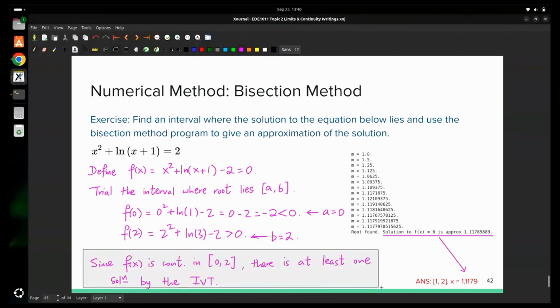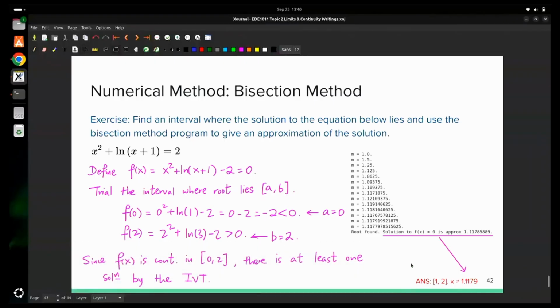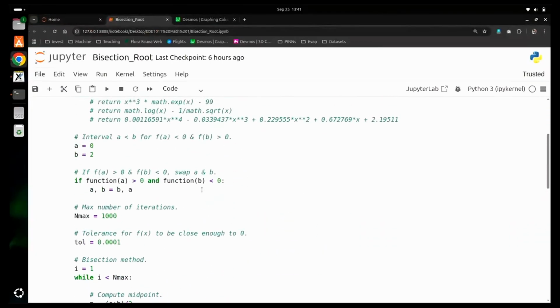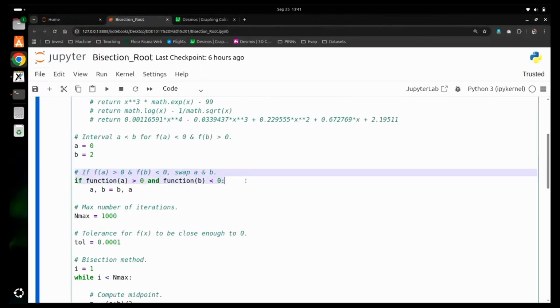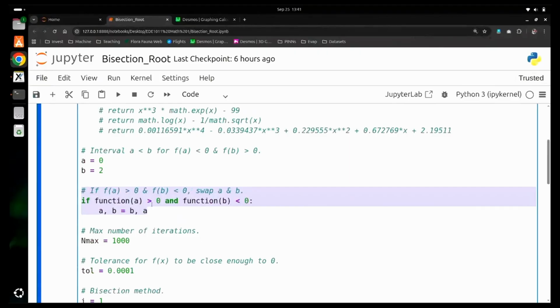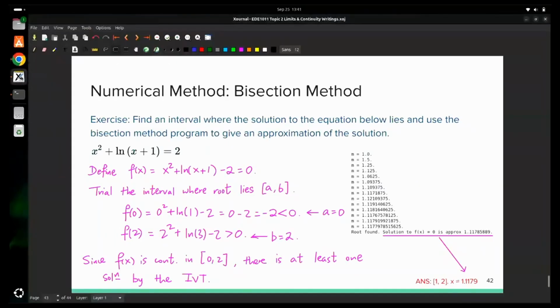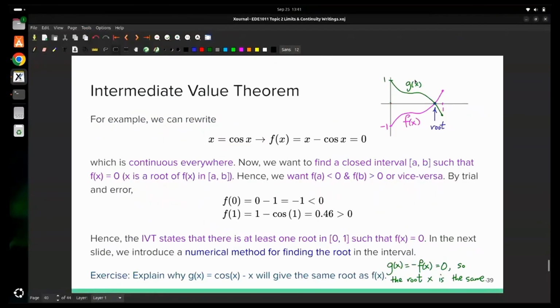Okay, so the last part I want to go through with you is actually a minor detail on the algorithm. Can you see the algorithm here? You notice that there's this part whereby I need to sort A and B. I mentioned here that if you have f of A more than 0 and f of B less than 0, then you have to sort A and B. So this is exactly what happens when you define, for example, the function g instead.